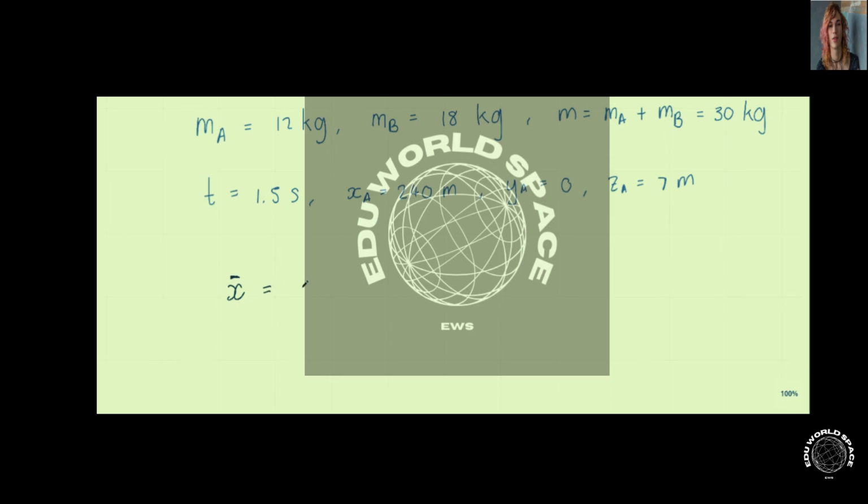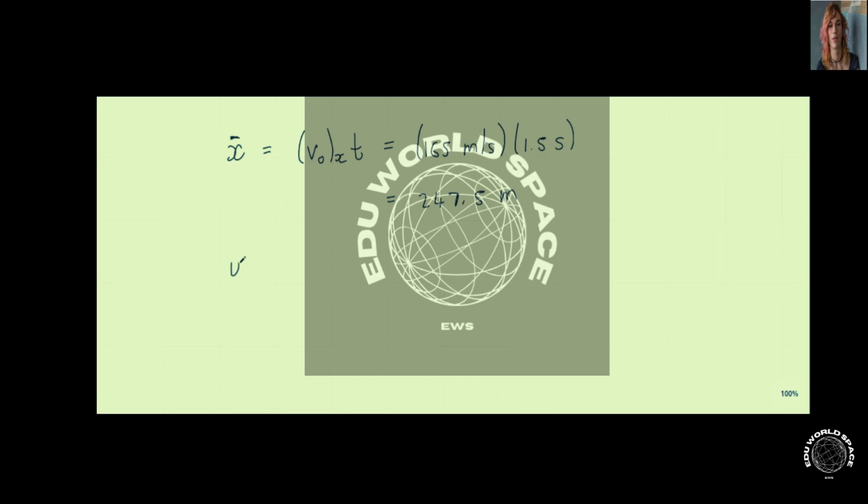So the x component, x bar, is equal to v naught in the x direction times time t, and this is equal to 165 meters per second times a time of 1.5 seconds. And hence we get the x position of the mass center to be 247.5 meters at a time of 1.5 seconds.